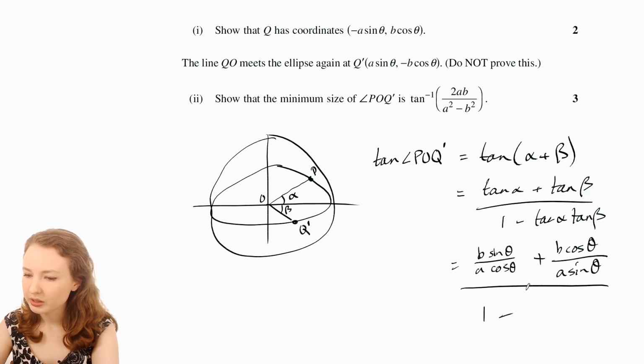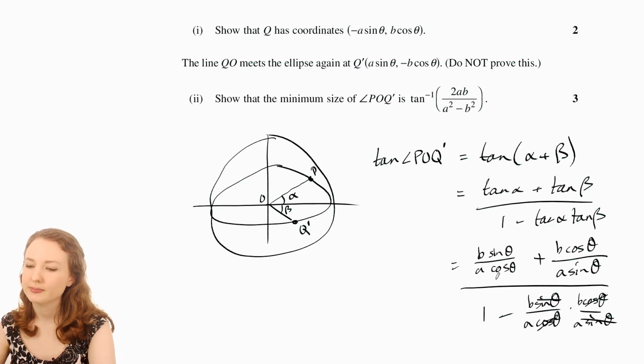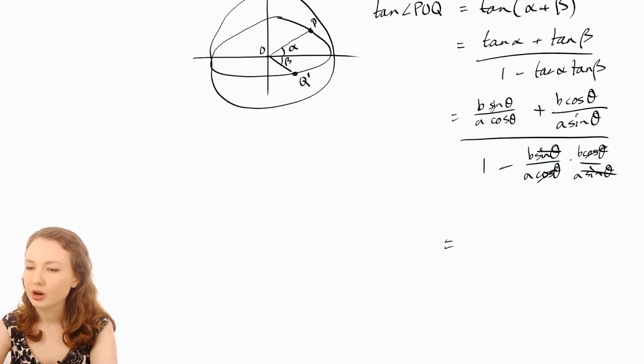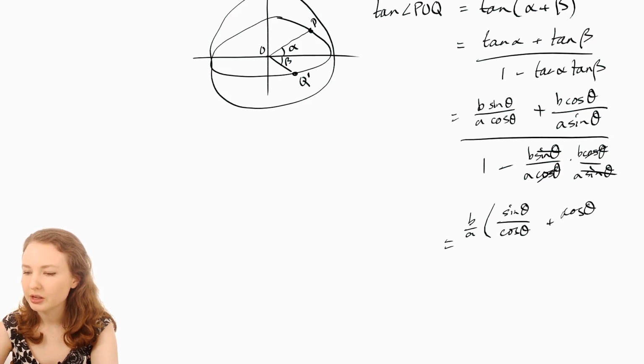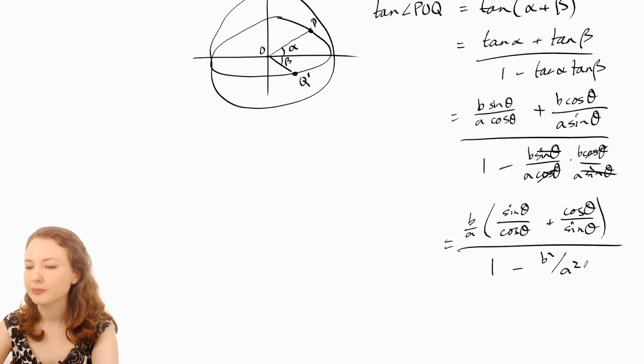Okay, and then that's on 1 minus tan alpha, which is that, times that one. And then that cancels with that, that cancels with that. And at the top we've got AB on A. We can take that out the front. So sine theta and cos theta, it's cos theta and sine theta on 1 minus, so we've got B squared on A squared.